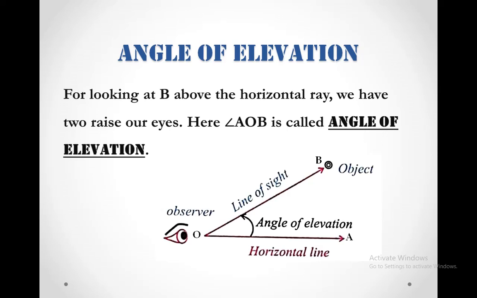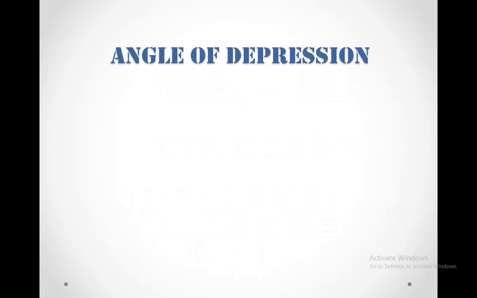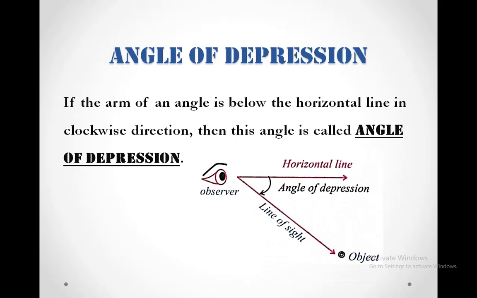Same is written in this statement. That is, for looking at point B above the horizontal ray, we have to raise our eyes. Here angle AOB is called angle of elevation. The next we have angle of depression. For this, if the arm of an angle is below the horizontal line in clockwise direction, then this angle is called angle of depression. The easiest example related to daily life is that you are on the top of your home and you are observing that some players are playing in the ground.